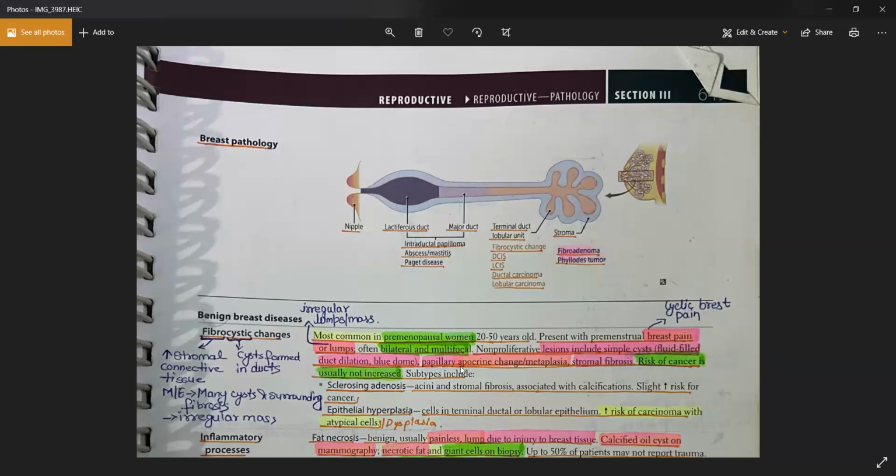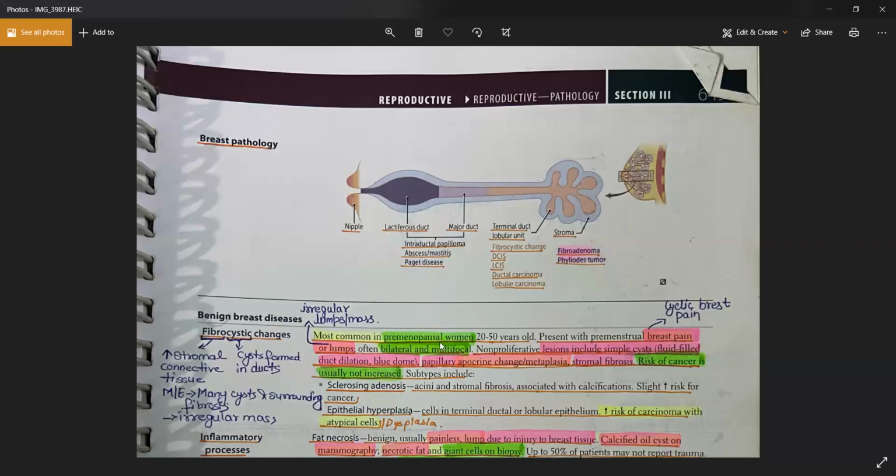You could have an apocrine metaplasia, and I told you every metaplasia can lead to cancer except one metaplasia, remember? That is the apocrine metaplasia. So this condition can never progress to cancer if you have the apocrine metaplasia only. So that is about the cystic changes you will get.